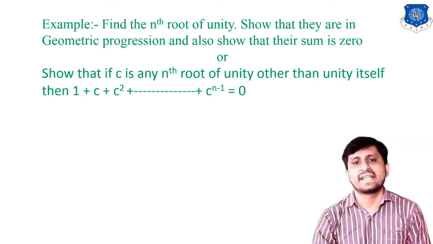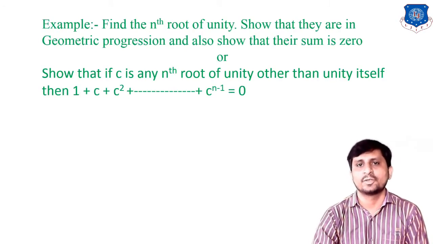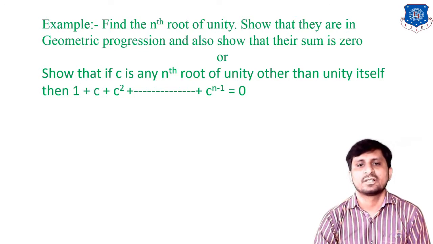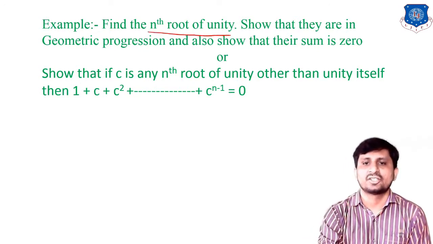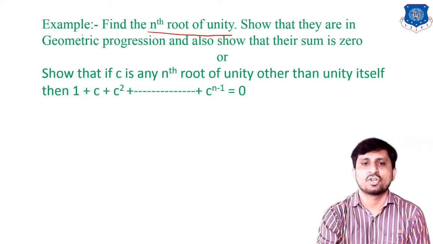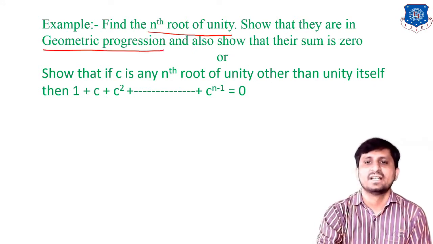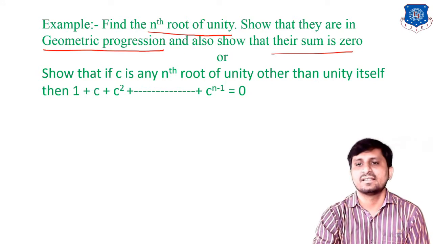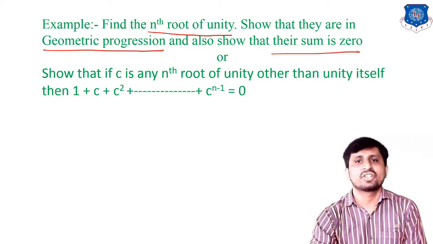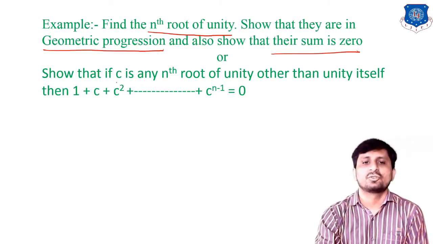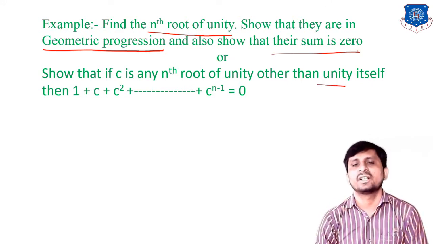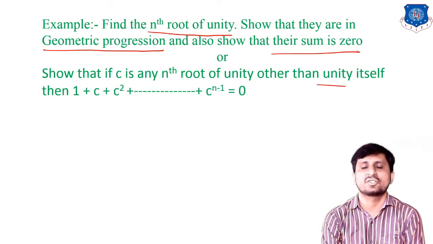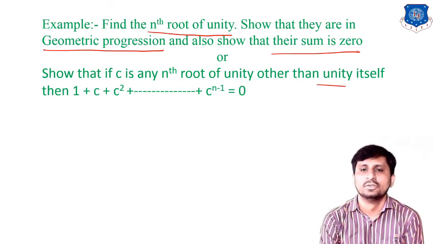Now this next example is the most important example throughout the chapter. Find the nth root of unity, and show that they are in geometric progression, and also show that their sum is 0. The same question asked in another way: show that if C is any nth root of unity other than unity itself, then we have to prove that 1 plus C plus C square up to C raised to n minus 1 is equal to 0.